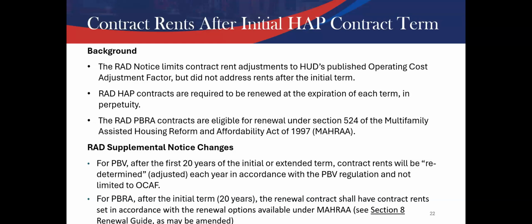For PBVs, after the first 20 years of the initial or an already extended term, contract rents will be redetermined each year in accordance with the standard PBV regs, and won't be limited to OCAF. For PBRA, after the initial term, which for all the RAD PBRA conversions is 20 years, the renewal contract shall have the contract rents renewed and set at whatever option a project is eligible for under MAHRA. So you'll be looking to the Section 8 renewal guide to determine at that point what renewal option your project is eligible for. Next slide.